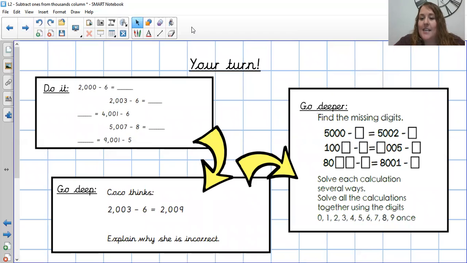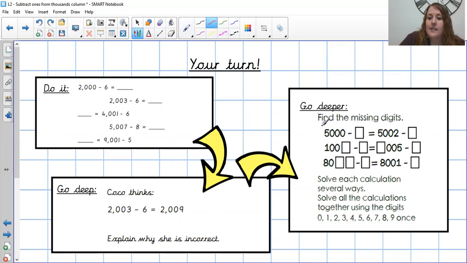Your go deeper today then is to find the missing digits. So it's all based on the calculations we've done today. Hopefully you'll still be spotting those patterns, the thousands number being 1 less, but this time the equal sign you'll notice is in the middle. All that means is that the answers this side has to be the same as the answer this side. So it's just 2 equal sides on either side of the subtraction questions. Can you solve them in several ways is your first challenge, and can you solve them just using those digits once is your second problem.